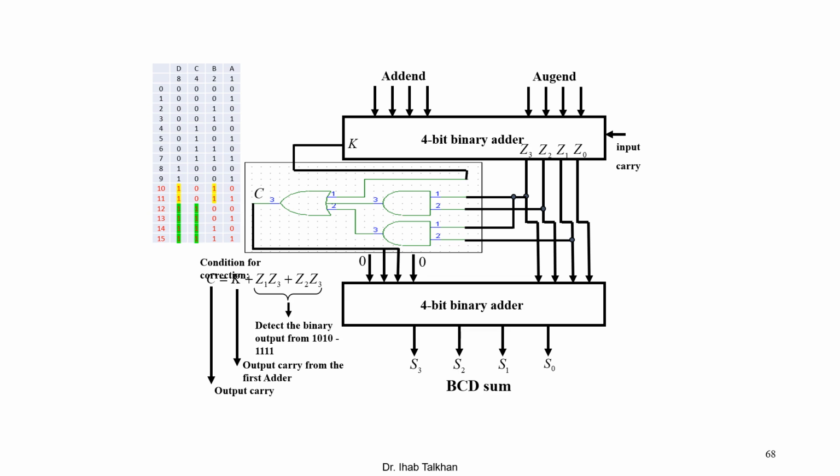For 12 up to 15, as you can see in green here, you have the last two columns equal to 1, which means if you add an AND gate between Z2 and Z3, this AND gate will be active whenever you have 12 up to 15, and this will activate C equal to 1. C equal to 1 means that you're going to add 6 to the results. The last one: if the number is greater than 15, K will equal 1. K is the carry from the upper 4-bit binary adder, and when K is equal to 1, it activates C again, and C will equal 1. This will give you 6 again, and you can add 6 to the results.